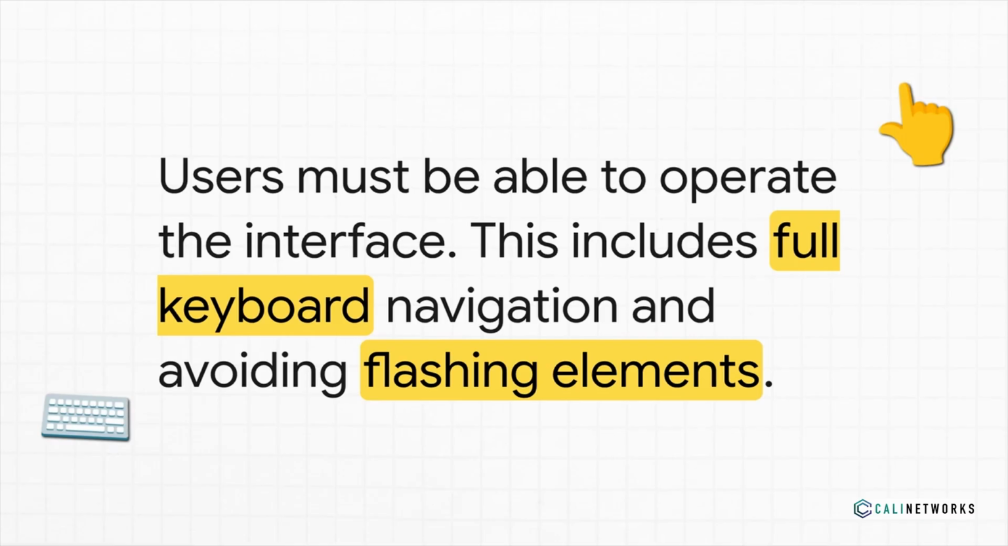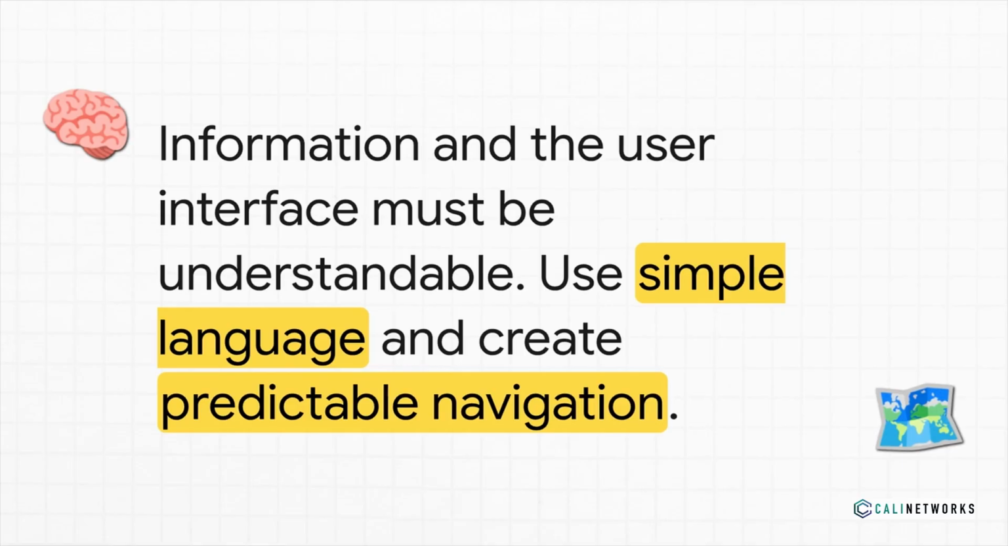Can people actually use your site? It can't require someone to do something they physically can't do. For example, someone with a motor disability might not be able to use a mouse. So your whole website has to be navigable using just a keyboard. That's operability in a nutshell. Third is U for understandable.